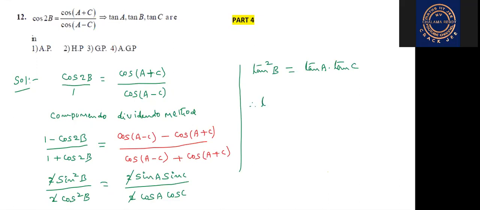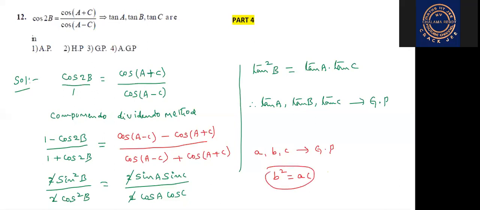So therefore, tan a, tan b, tan c are in which progression? Arithmetic, harmonic or geometric? These are in GP. Already you know the formula. If A, B, C are in GP, then what is the condition? B square is equal to AC, or not? Okay, tan square B is equal to tan A tan C. So tan A, tan B, tan C are in GP series. So which option is correct, students? Third option.